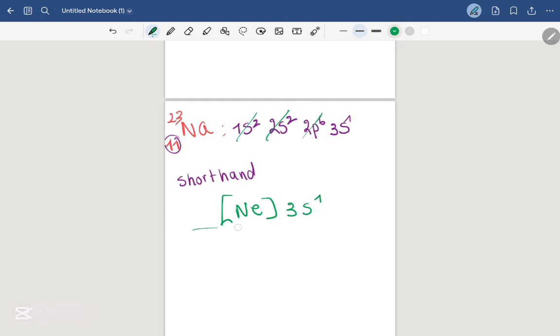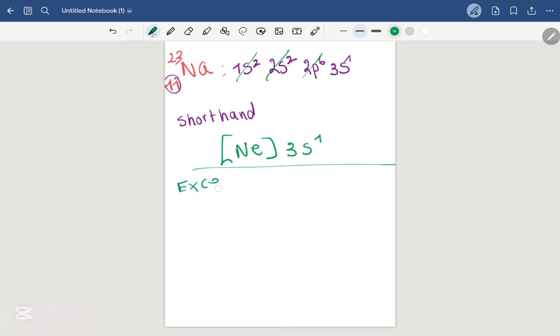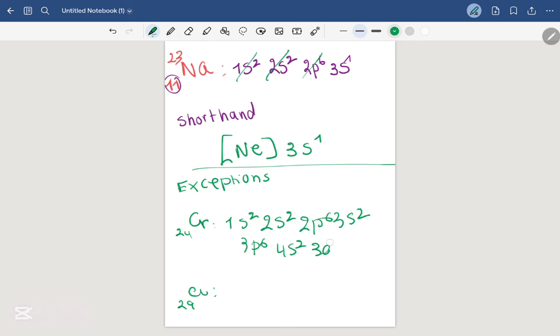Okay, now of course to everything we have exceptions. Here I do recommend that you memorize the exceptions. There are only 2, which is chromium 24 and then copper 29. Their configuration is 1s2, 2s2, 2p6, 3s2, 3p6, 4s2, and 3d4. Now, what's the problem in this scenario? It will not work out like this. So what did they do? They said 4s1 and 3d5. So this is the exception for chromium, right? You take 1 electron from the 4s2 and you put it in the 3d.